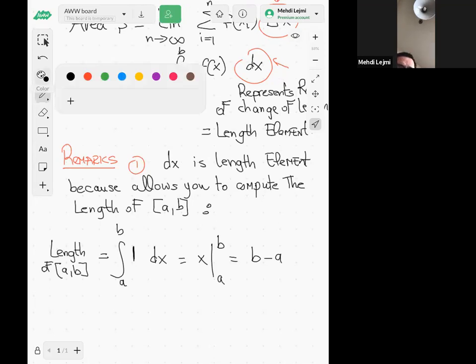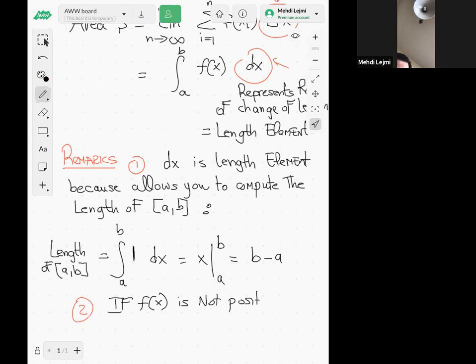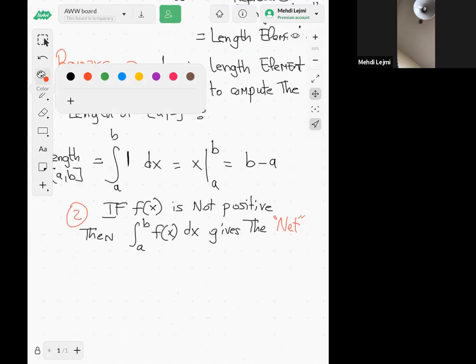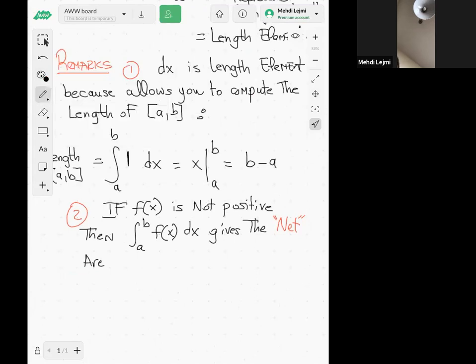The second remark is that, as I said, if your function f of x is not positive, it's not a big problem, because the integral of f of x dx gives you the net area, which means the following.